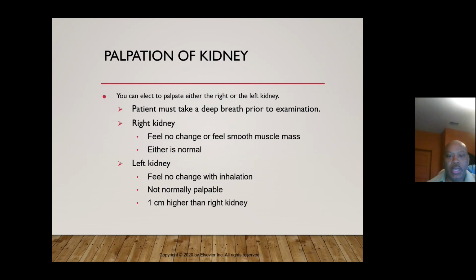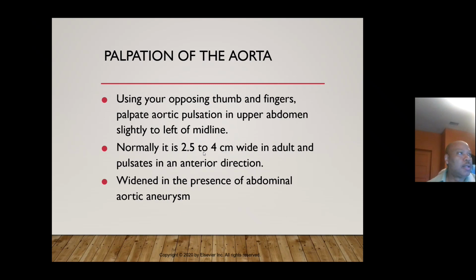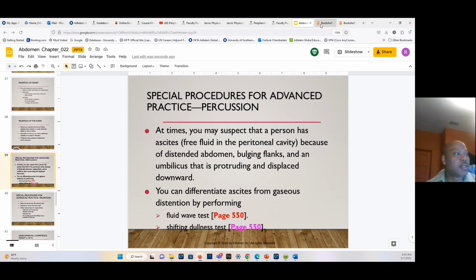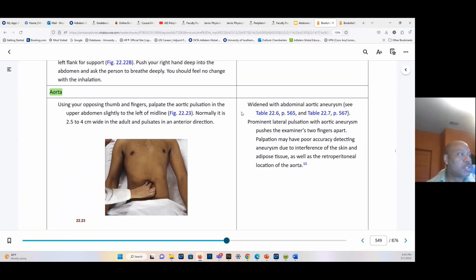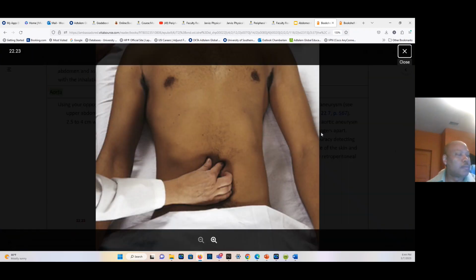And then we are looking at the aorta, because remember the aorta is also a part of the abdominal assessment, and it's normally midline, or slightly off midline, close to it at least. So that's how we assess the aorta there. That's the image.